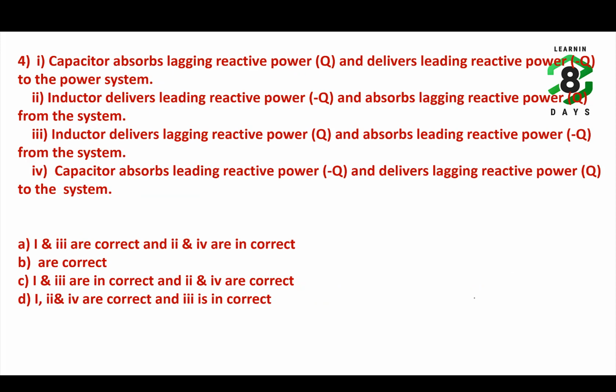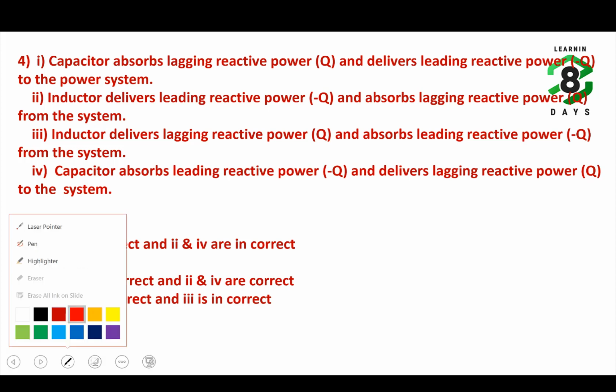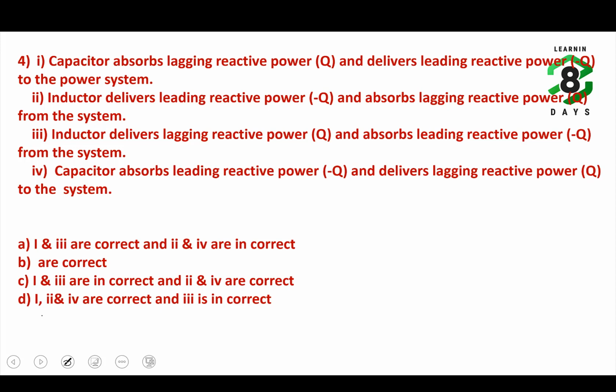Next, the fourth question is: capacitor absorbs lagging reactive power and delivers leading reactive power to the power system, and inductor delivers leading reactive power and absorbs lagging reactive power, and so on and so forth. So by permutating, he has the 4 conditions. He is asking the basic concept of how capacitor and inductor behave.